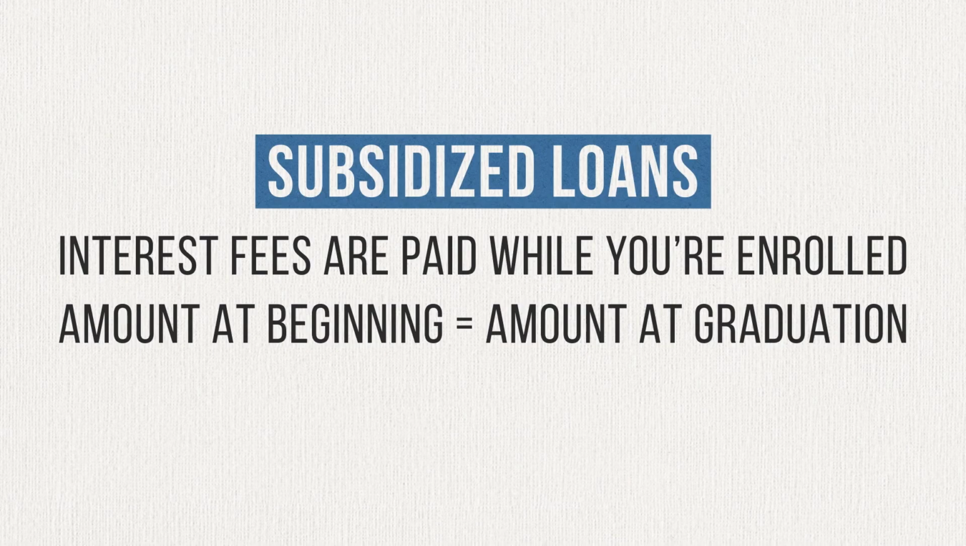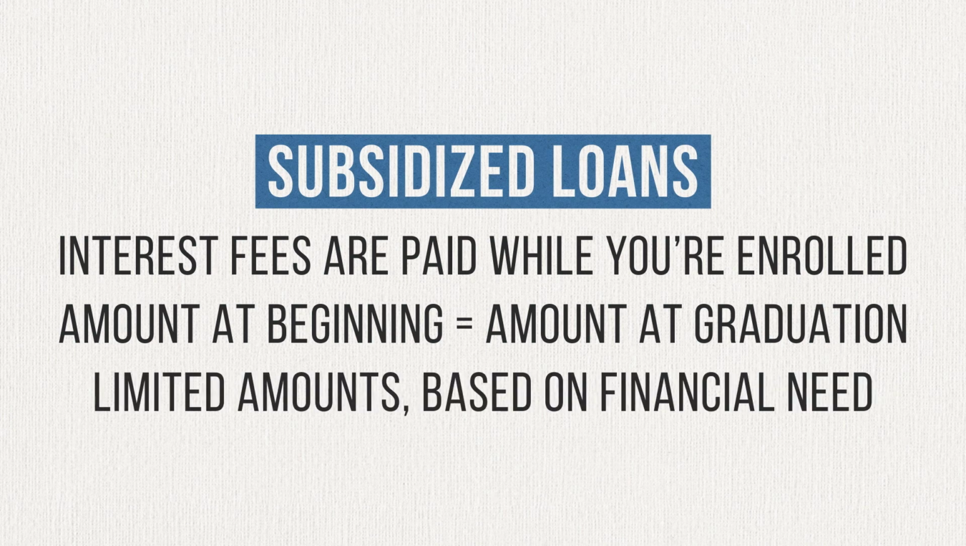The only downside with subsidized loans is that there's a limit to how much you can borrow, and most of the time, it's not enough to fully cover the cost of college. So you're stuck with unsubsidized federal student loans and private student loans, which are inherently unsubsidized as well, to make up the difference.